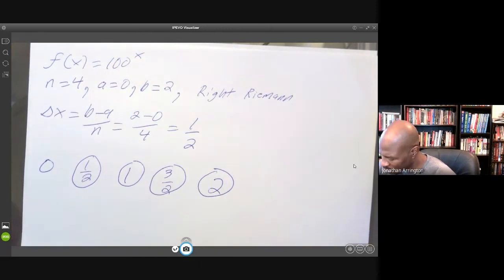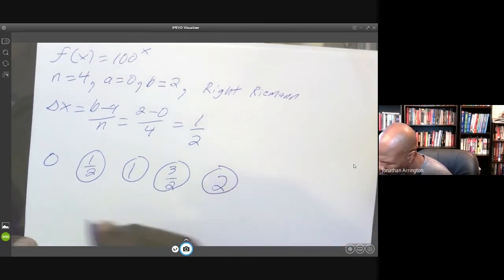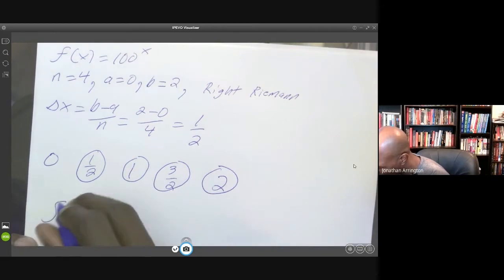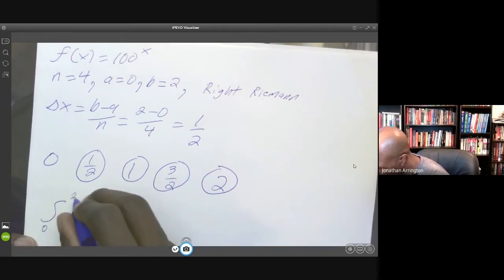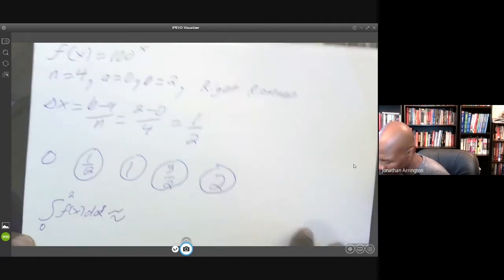And once again, if you don't understand why, refer back to the conceptual foundation video. This video is assuming you have those conceptual foundations, and you should be clear why I'm using every number except for the first number. So therefore, this Riemann sum, which in this problem was written as the integral from 0 to 2 of f of x dx, is an approximation.